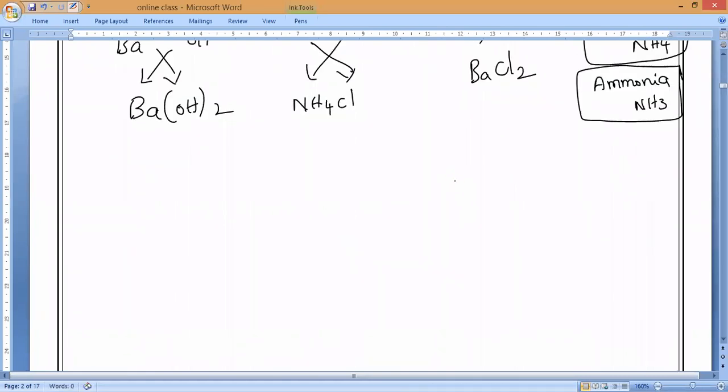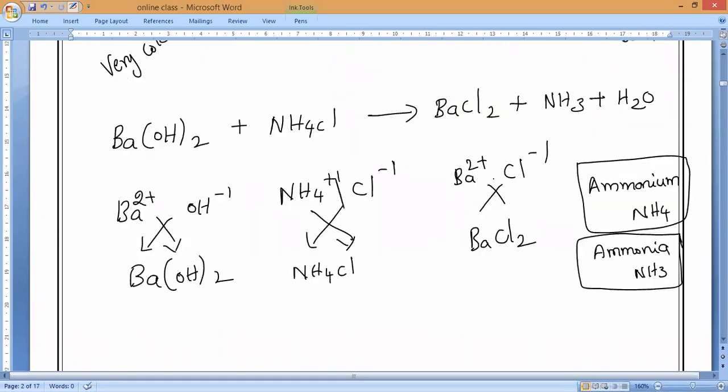So next, let me take one more. The chemical reaction between barium hydroxide and ammonium chloride to form barium chloride and ammonia plus water is characterized by which reaction, Ra? Change in temperature. But it is what? Fall in temperature. It is fall in temperature.